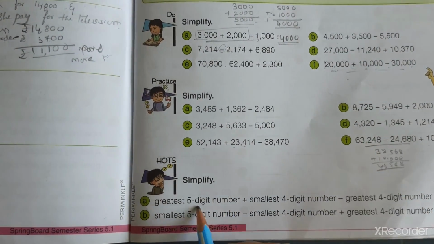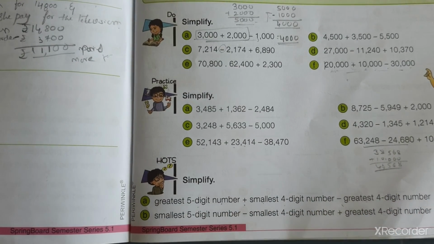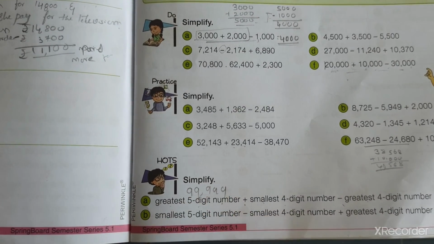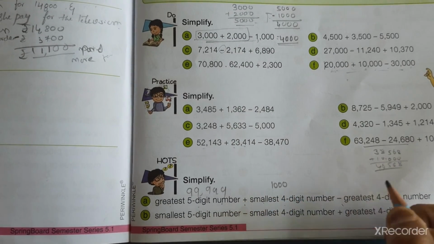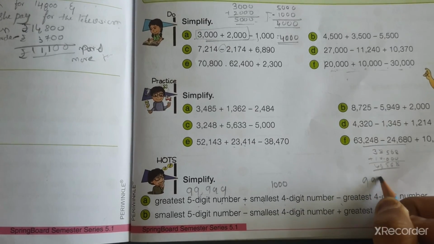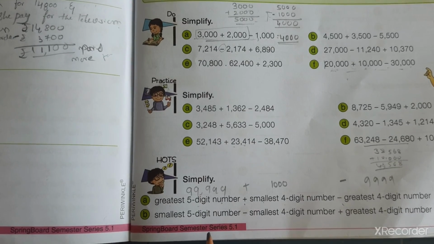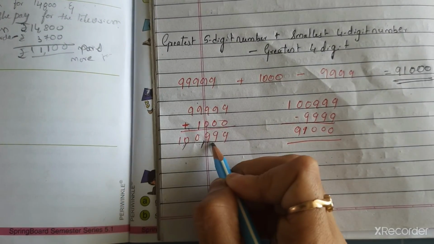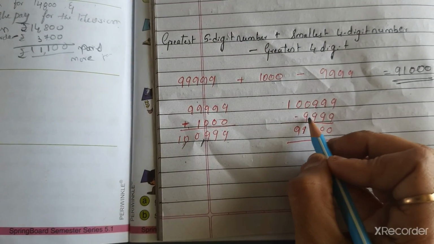greatest 5-digit number plus smallest 4-digit number minus the greatest 4-digit number. The greatest 5-digit number means 99,999. The smallest 4-digit number is 1,000, and the greatest 4-digit number is 9,999. 99,999 plus 1,000, what do we get as the answer? 100,999. 100,999 minus 9,999.